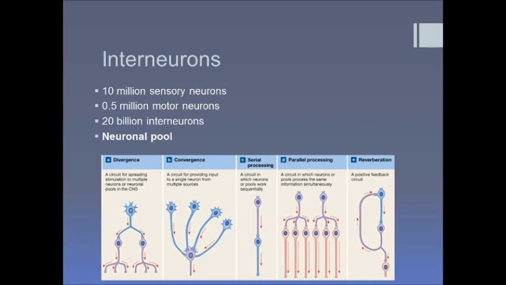There's parallel processing, which is when several neurons process the same information simultaneously. And there's reverberation, where collateral branches extend backwards to stimulate presynaptic neurons. It's kind of like a positive feedback loop.